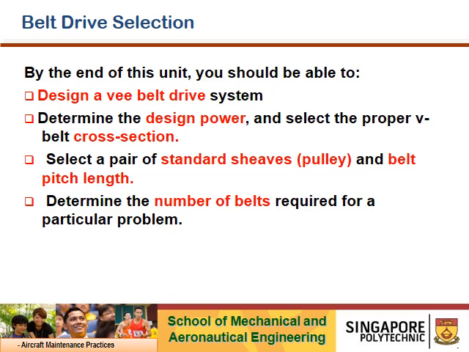Belt drive selection. In this chapter, we also look at the calculation for the number of belts needed for a system. By the end of this unit, you should be able to design a V-belt drive system, determine the design power, and select the proper V-belt cross-section. Select a pair of standard sleeves and the belt pitch length. Determine the number of belts required for this particular problem.